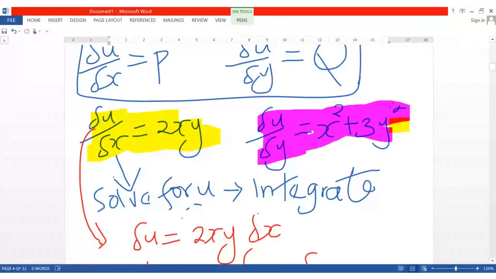So I use the first equation to integrate to get u. And after getting u, I differentiated in terms of y so that at least I can be able to compare with this equation in purple. That was my main task. The first equation you integrate, then you differentiate in terms of y to get an equation similar to this one so that I can compare the two.